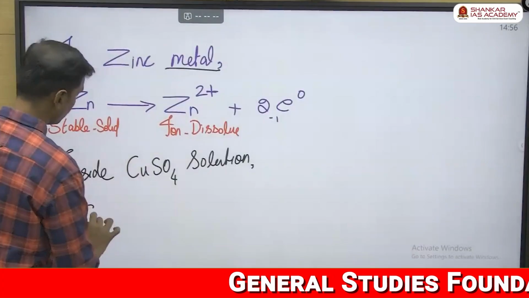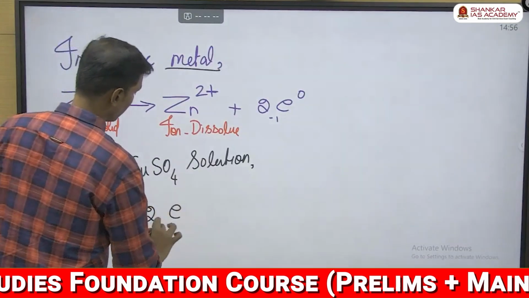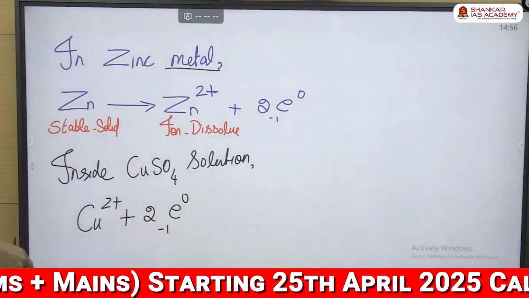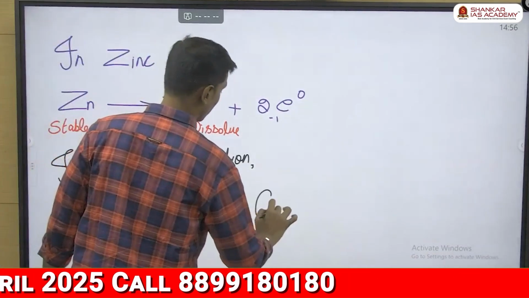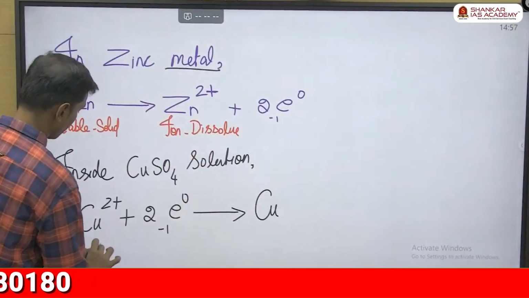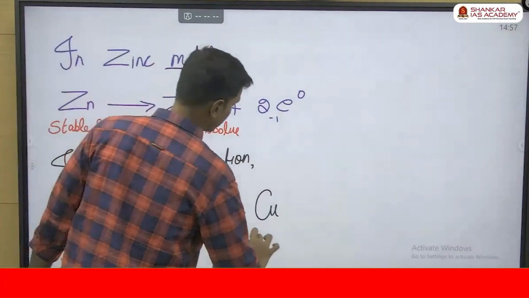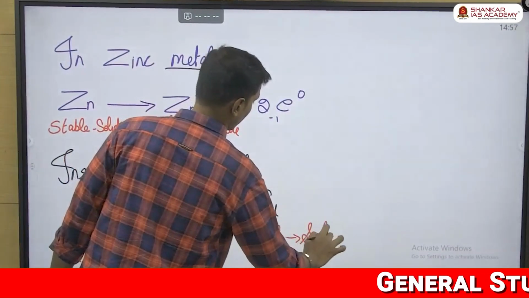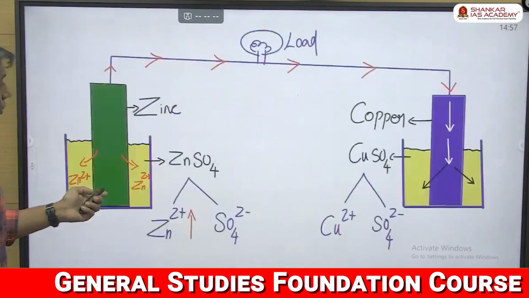So the Cu2 plus that's present inside the solution starts gaining electrons. These electrons will travel through the circuit. Whatever is left over reaches here. This will be converted into Cu. Exactly. This one is an ion. Since it's an ion, this will dissolve. But this one is stable. If it's stable, what will happen? This will become solid. Which metal is dissolving here? Zinc.